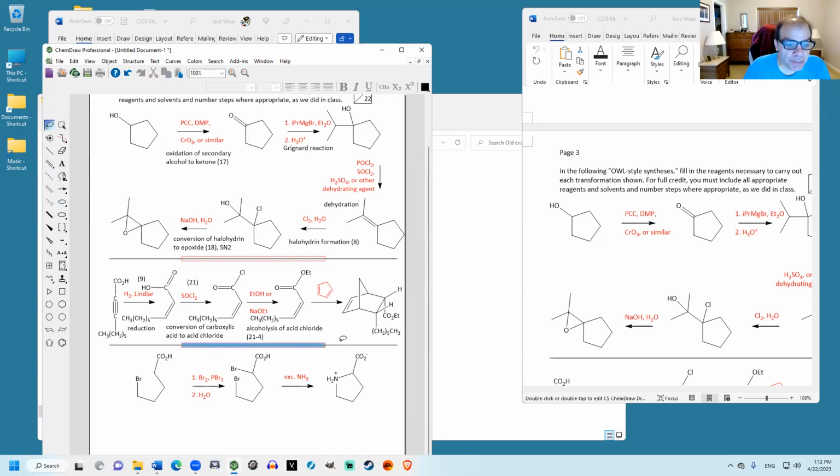And then, last but not least, we have a Diels-Alder reaction. We're going to use this ester as our dienophile, and our diene is cyclopentadiene, and you get this compound here. Or let me show you another way to draw that compound.